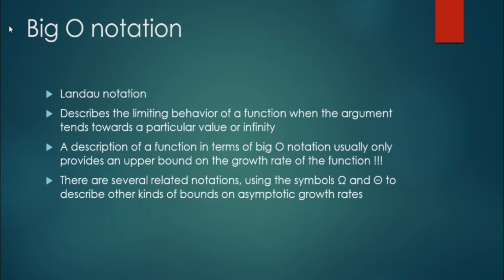Big O, or Landau notation, describes the limiting behavior of a function when the argument tends towards a particular value, or usually infinity. A description of a function in terms of big O notation usually only provides an upper bound on the growth rate of the function, and there are several related notations using the symbols omega and theta to describe other kinds of bounds on asymptotic growth rates. Omega usually denotes the lower bound. The big O notation provides an upper bound.